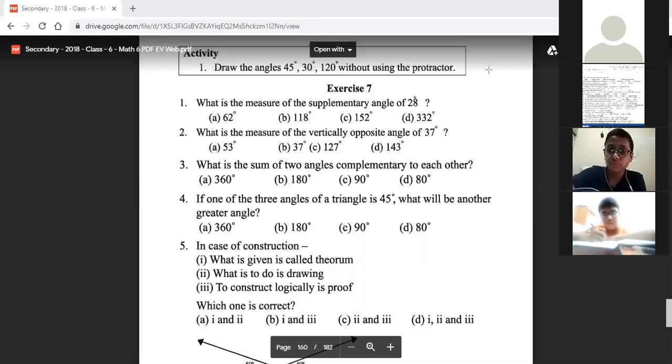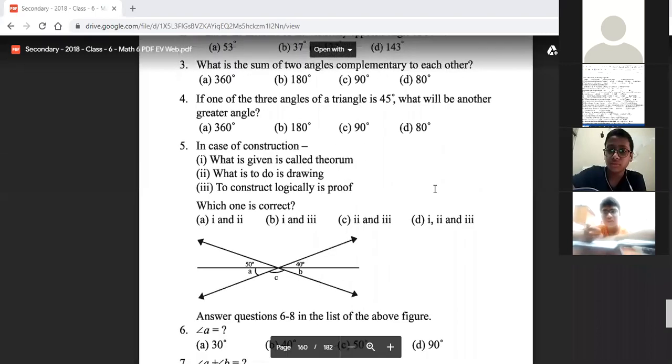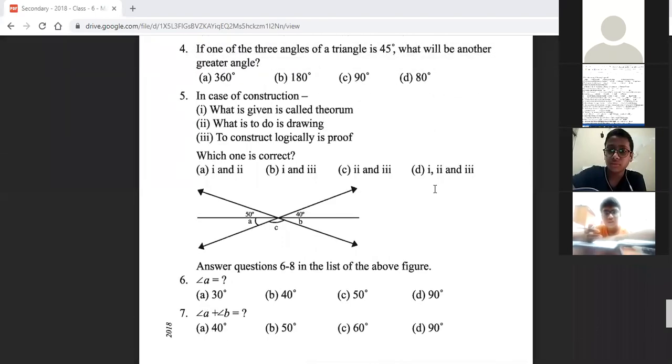Number 5 says, in case of construction, what is given is called theorem. What is given? First of all, you have to think about it. What does the question say? What is given is called theorem. What is to do is drawing. To construct logically is proof. Can anyone tell me? What do you think about it?